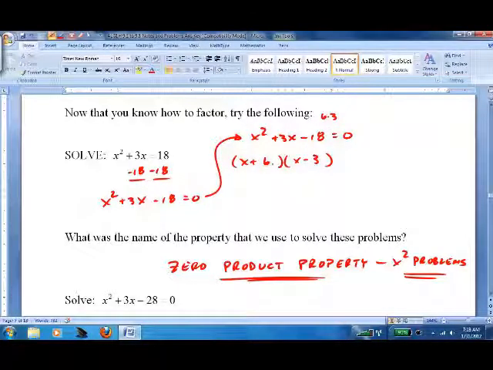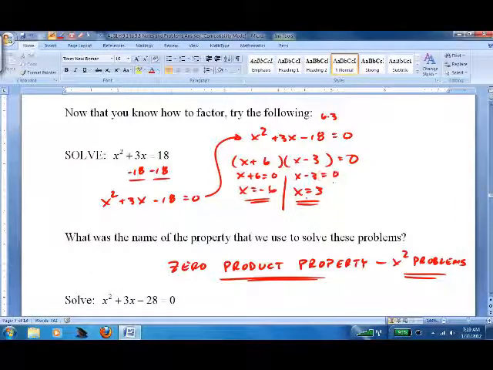6 minus 3 is 3. Positive 6 times negative 3 is negative 18. Great. Break it in half. And I'm bored, so I'm not going to actually write out the whole problem. If you want, you could do this. But I know it's always going to be opposite sign. So x plus 6 means negative 6. X minus 3 means positive 3.